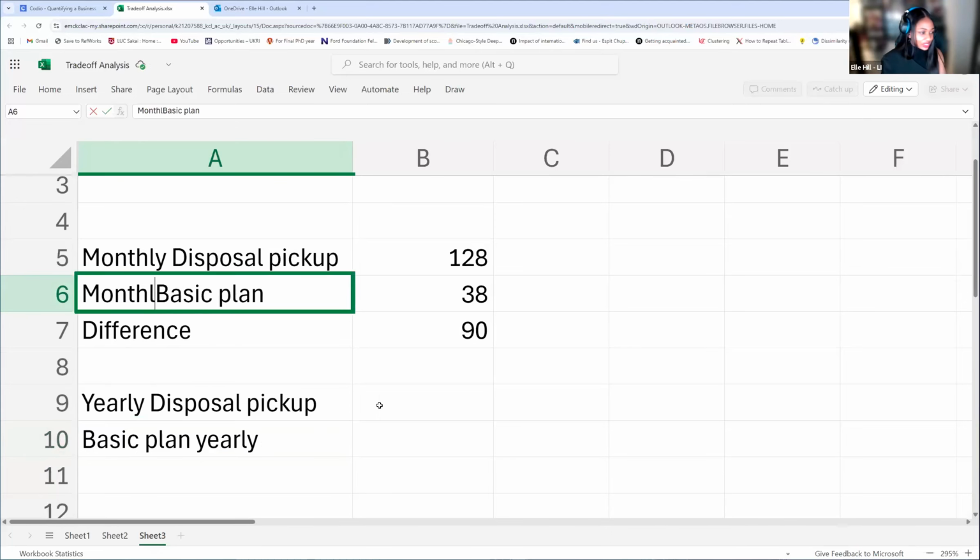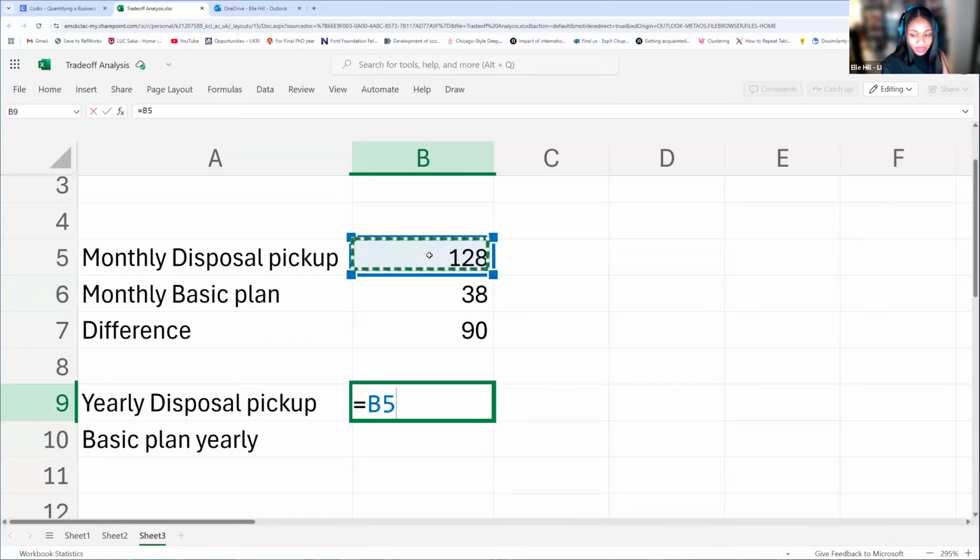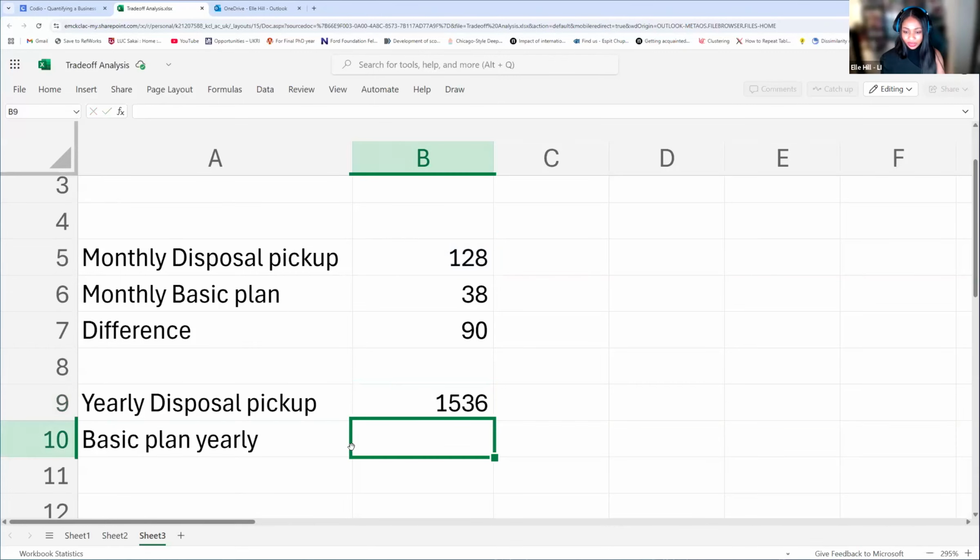So as I saw in live chat, yes, I'm going to multiply this by 2. So if I want to figure out what this is per year, I'm going to take this number and then multiply this times 12. Sorry, I think I said 2. I meant to say 12. This is the yearly cost for the current disposal pickup. Now I'm doing the same thing. I'm multiplying this times 12 because there are 12 months in a year.